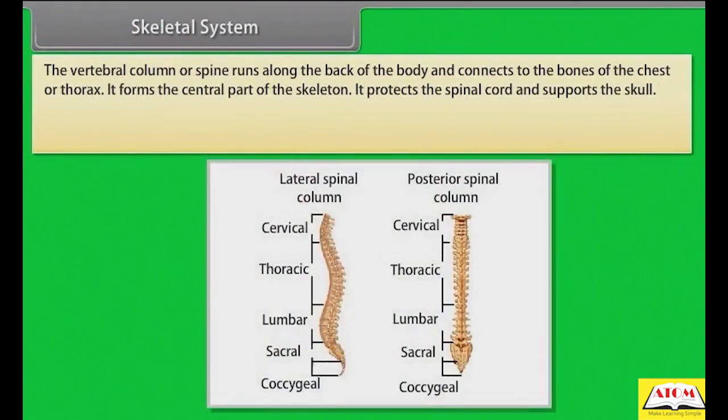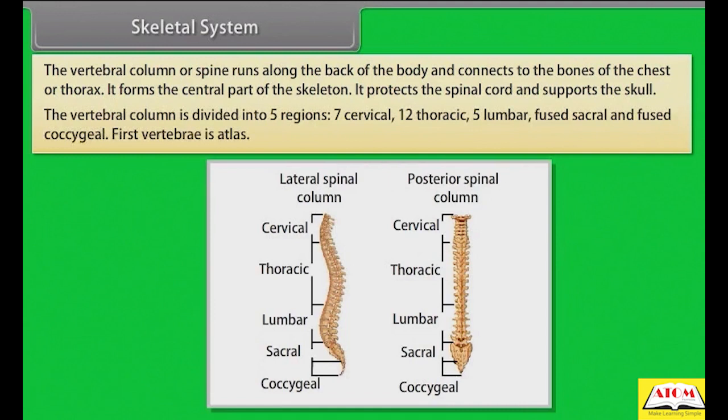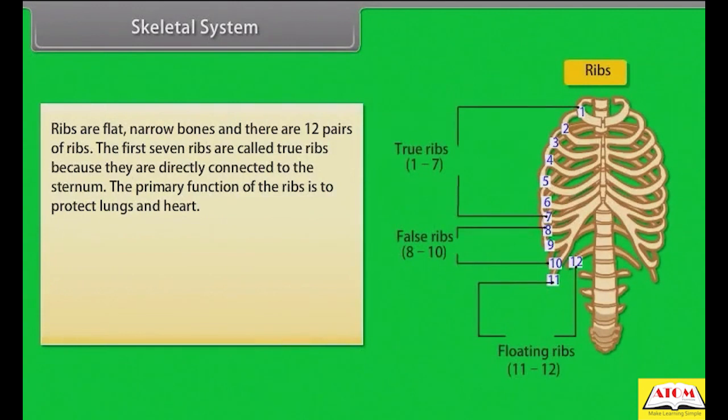The vertebral column or spine runs along the back of the body and connects to the bones of the chest or thorax. It forms the central part of the skeleton. It protects the spinal cord and supports the skull. The vertebral column is divided into 5 regions: 7 cervical, 12 thoracic, 5 lumbar, fused sacral and fused coccygeal. The first vertebra is atlas. Ribs are flat, narrow bones, and there are 12 pairs of ribs.